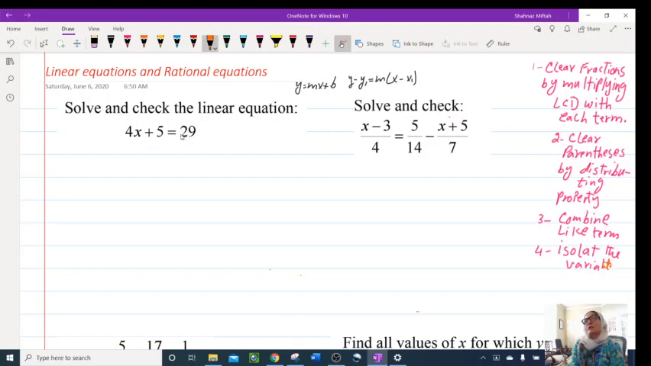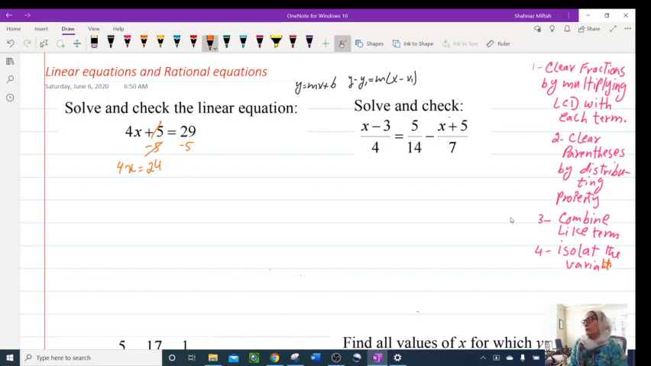And if the terms are on opposite sides of the equal sign, then you have to use the opposite operation to move them around. So I'm moving the 5 to the other side, so I'm going to subtract 5 because that's the opposite operation for 5. They cancel out. I'm left with 4x equals 24. 29 minus 5 gives me 24.